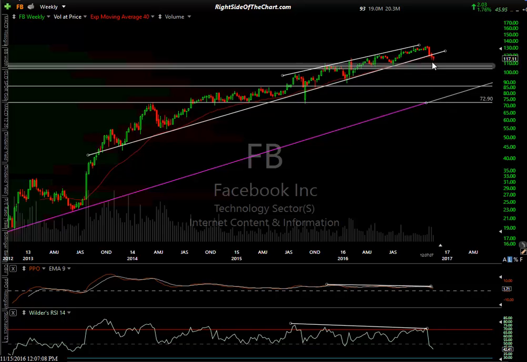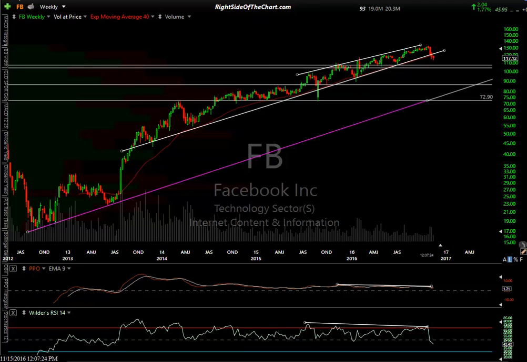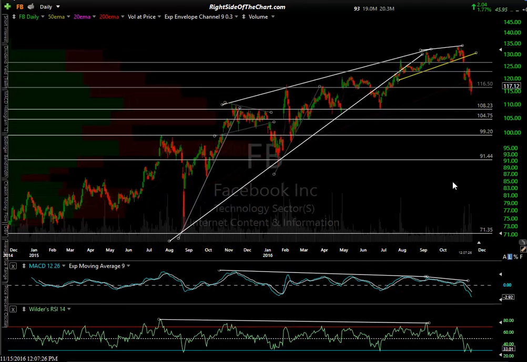Actually, what I could see happening here is an overshoot of that trend line intra-week, come in, hit that 72.90 support level that I have, only to come back and close the week right up here on the trend line, that primary uptrend line. So that would be a nice target for you guys swing trading Facebook on the short side. There's a daily chart.